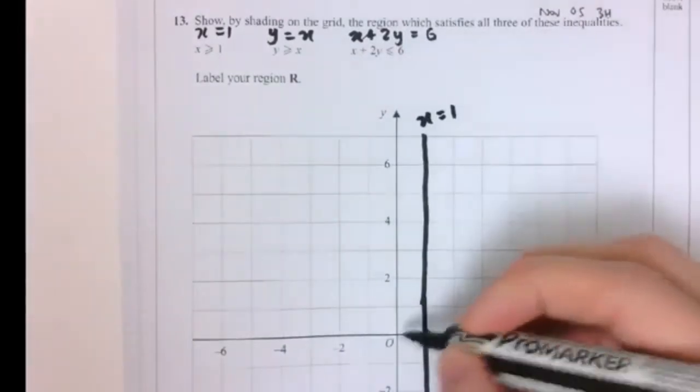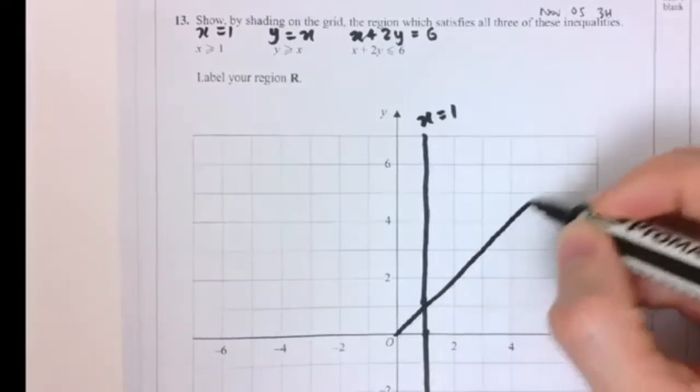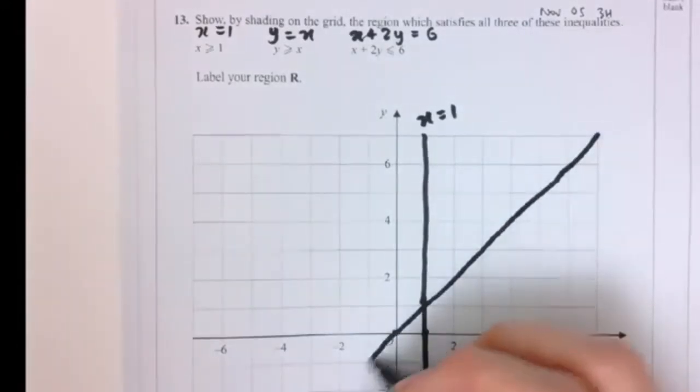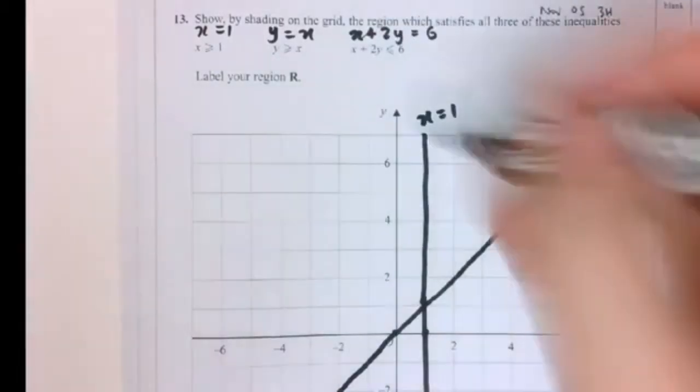Y equals x. The y coordinate is just equal to the x coordinate. Hopefully you know that that looks roughly like that. Again, a bit straighter than I've drawn it. And the last one, x plus 2y equals 6.